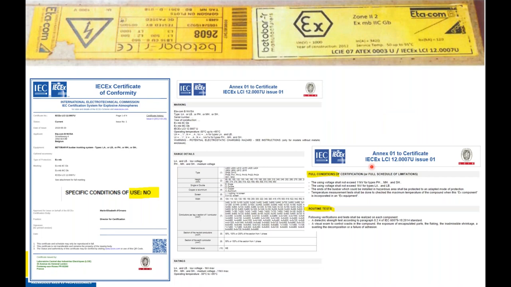So if we go back, it's listed. Their voltage is 1,000 or 3,000 volts on that. Current is 3,420. They've listed that on there. They've also listed it on the certificate. And I can tell you it's also in their IOMs.